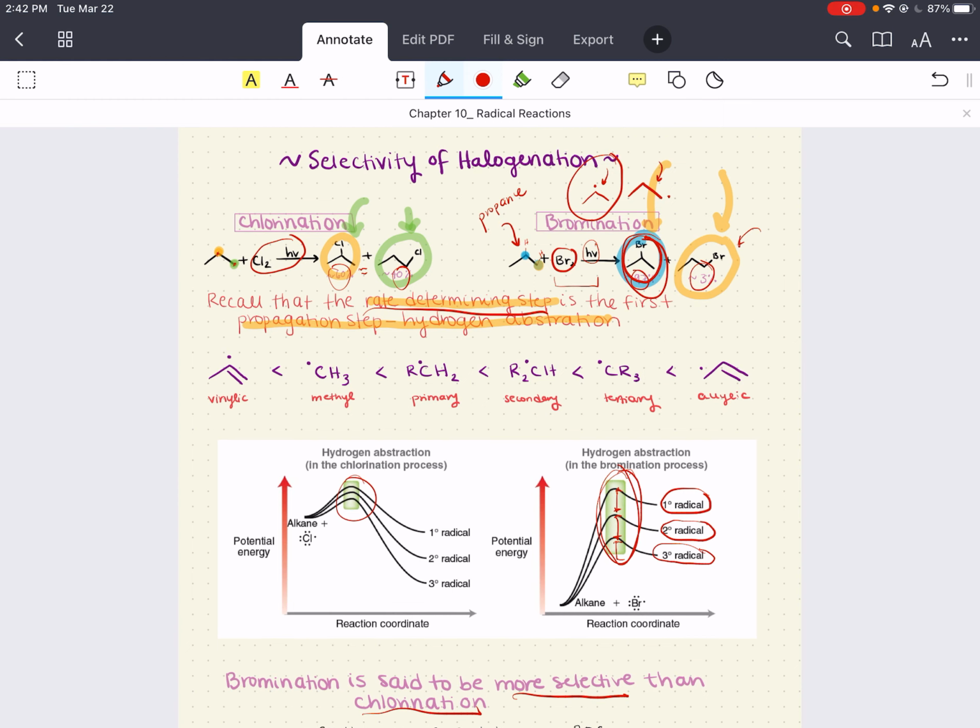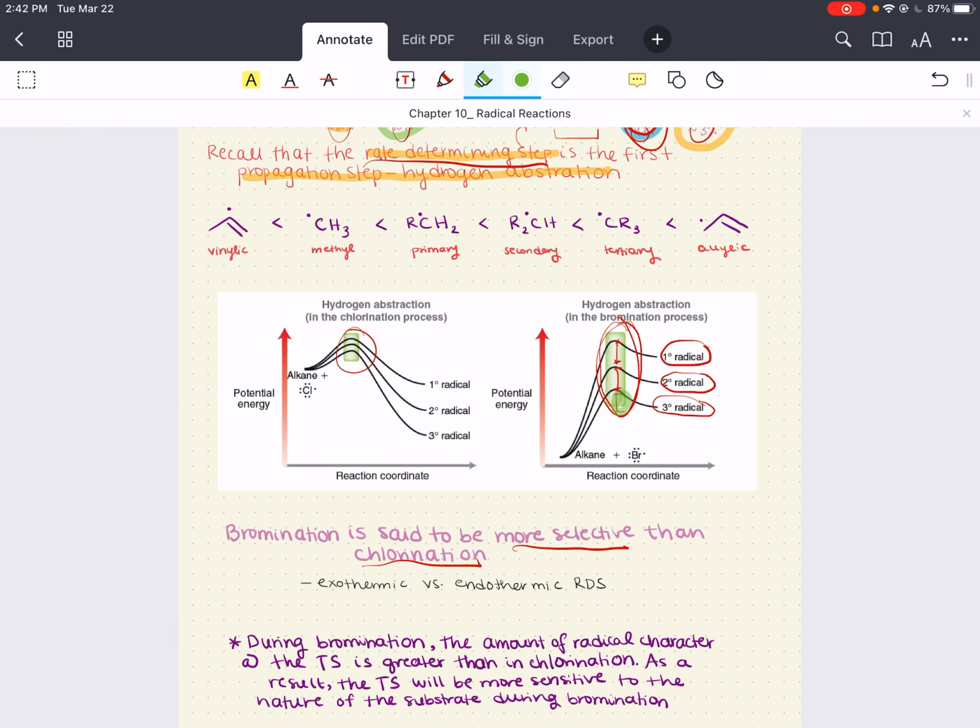When we formed our two radicals from the propane that we're trying to brominate, the more stable radical, which is our secondary radical, is going to form the product at a greater discrepancy than our least stable radical. This is because of the energy difference in doing the hydrogen abstraction in the bromination process.